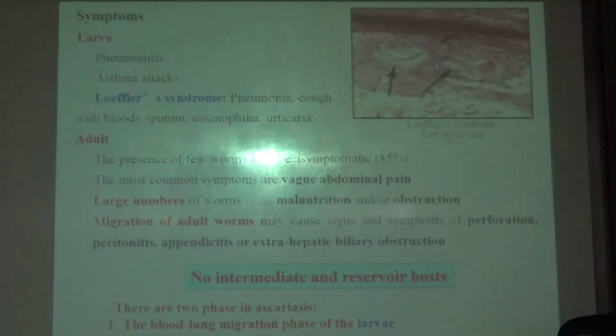As you know that this organism passes through the lungs, so it can lead to symptoms of pneumonitis and sometimes asthma attacks. And we have one more thing, Loffler syndrome, which is not exclusively associated with this, but some other parasites also, in which we see eosinophilia along with symptoms of pneumonia, cough and allergy like urticaria. So Loffler syndrome we can see in this.